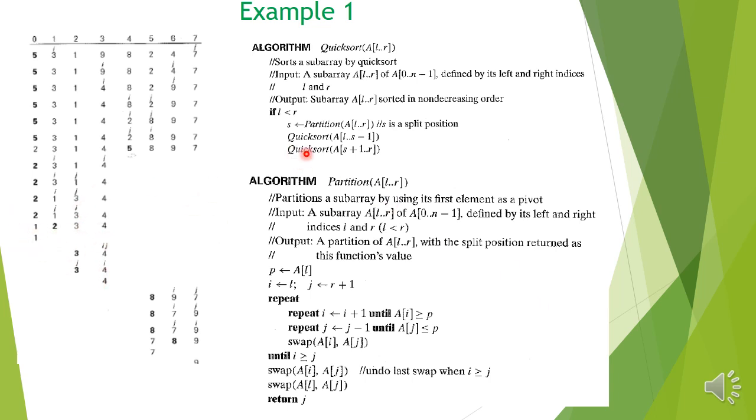Likewise, we call the quicksort algorithm with A of s plus 1 to r. s plus 1 means 5, so from index 5 to 7 we do this process again. So the right subarray will be sorted. This process is repeated, and finally we get the sorted array.